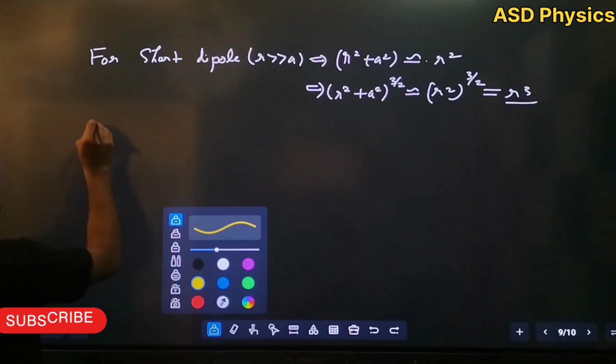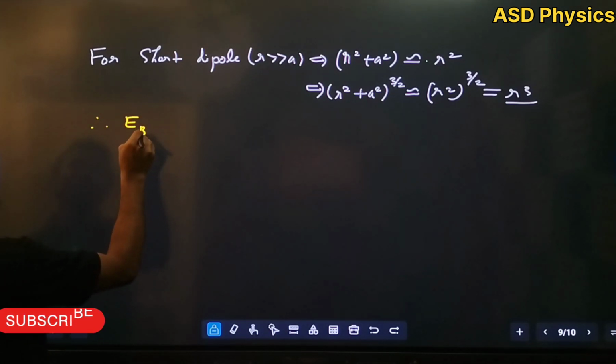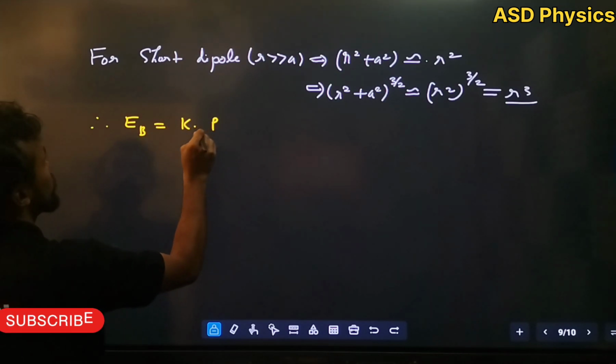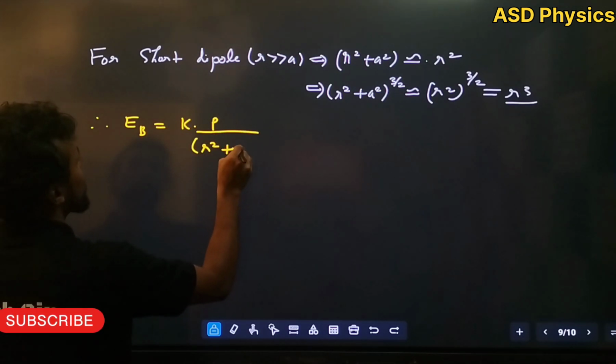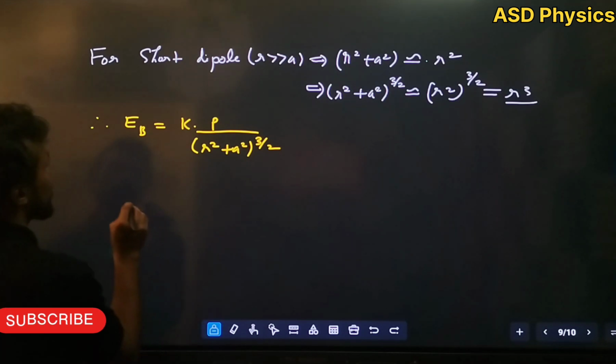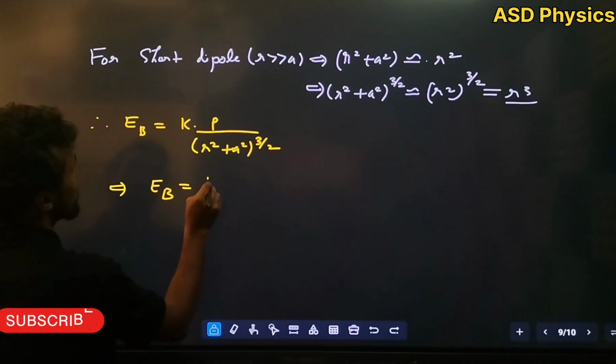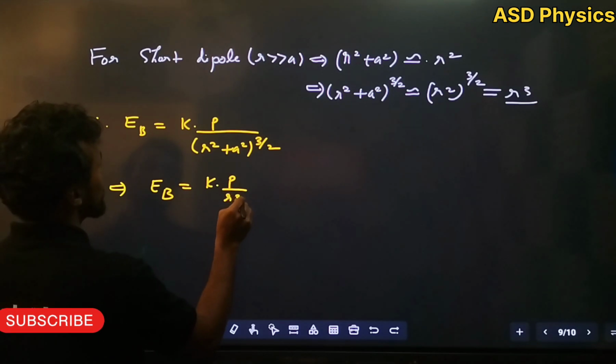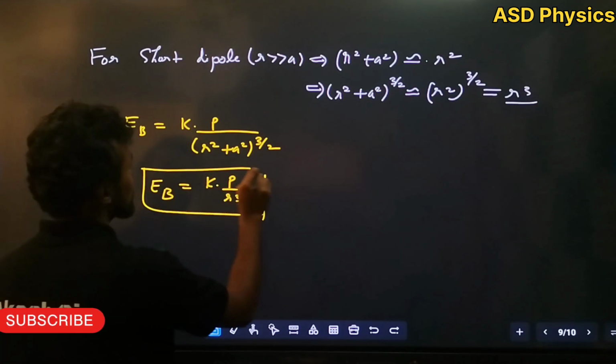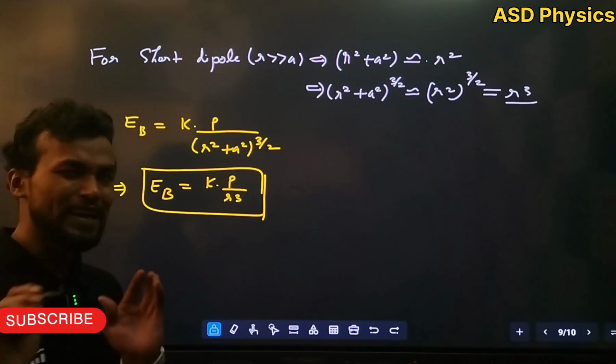Hence electric field at point B is again K into P by R square plus A square power 3 by 2. That means electric field at point B is K into P by R cube. Now this is the electric field magnitude. Here the magnitude is enough.